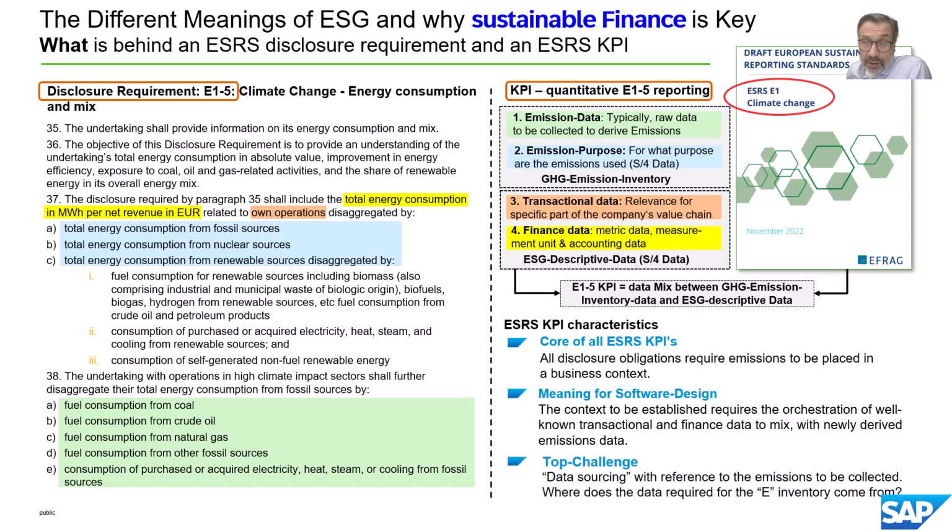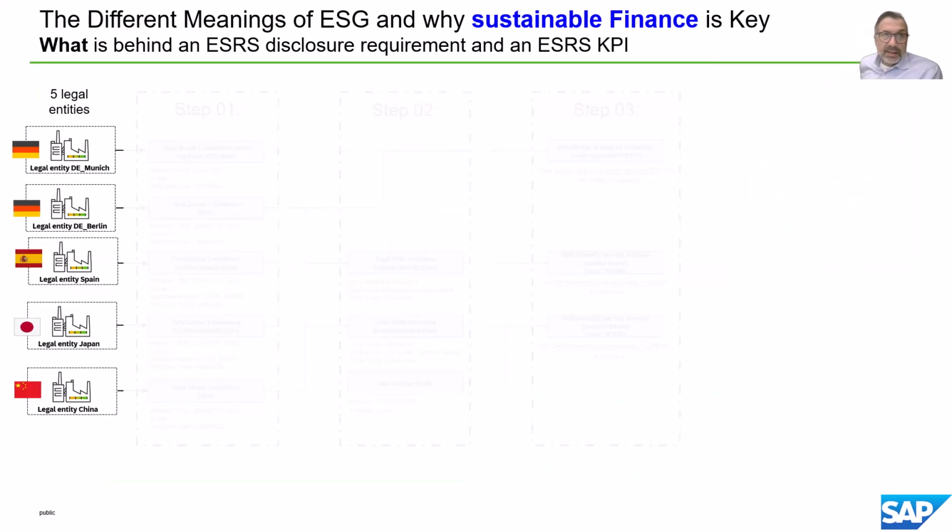And the last sentence: the top challenge we observe in our daily business is the data sourcing with reference to the emissions to be collected. Where does the data required for the emission inventory come from? I will show you an example later on. So let me make an example for you of the different meanings of ESG and what is behind a specific KPI.